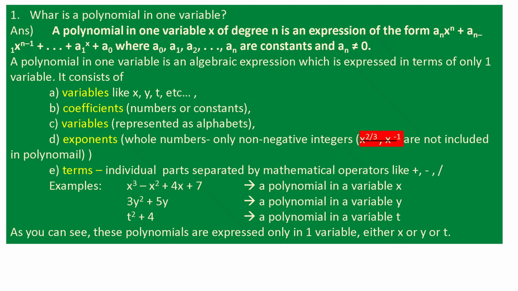As you can see, these polynomials are expressed in only one variable. Each one of them contains only one variable. The variable as such could be anything like x, y or t. But one polynomial has only one variable.